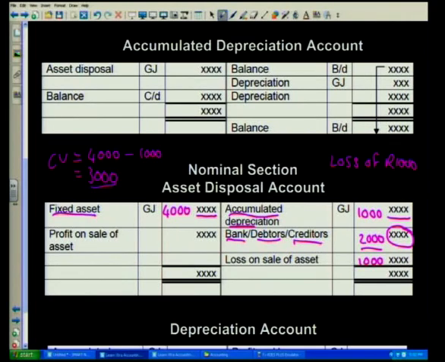And if you add the two sides up, please ignore this for now. If you add the two sides up, you will see that both sides come to 4,000 Rand.